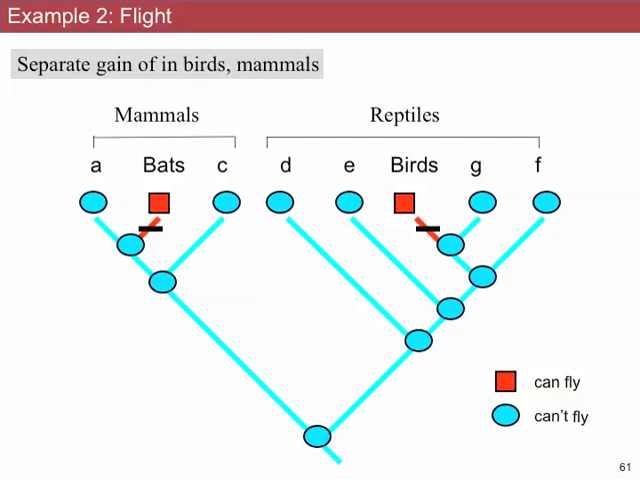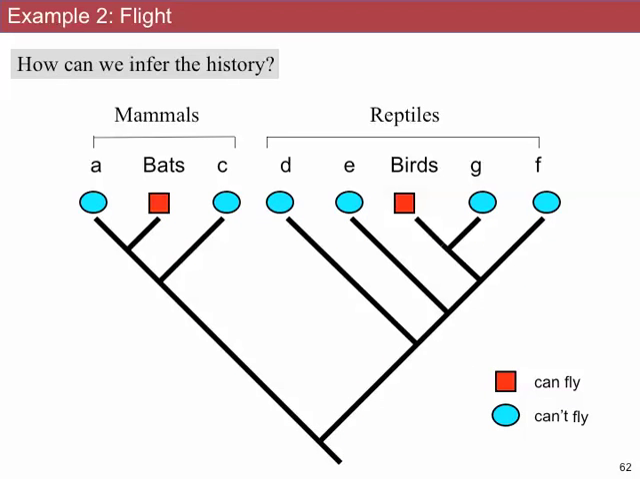So these are called character state reconstruction methods. We are reconstructing the history of those character states in our tree. So for now, we're going to assume we know a tree. We're going to start given a tree. Now we're going to take the characters of modern organisms and try and infer their history on the tree.